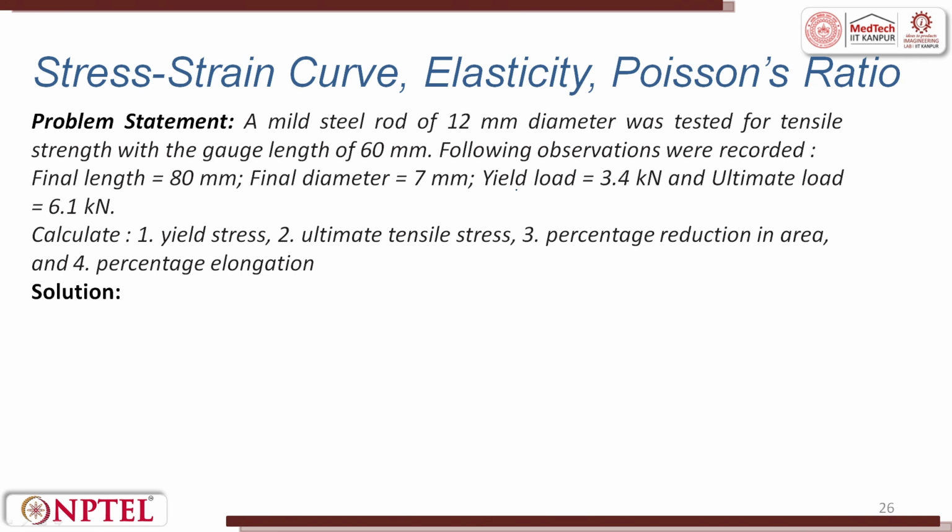Now comes another problem statement where we need to determine the yield stress, ultimate tensile stress, percentage reduction in area, and percentage elongation. We are given a mild steel rod of 12 millimeter diameter, which was tested for tensile strength with a gauge length of 60 millimeter. The following observations were recorded. Final length is 80 millimeter, final diameter is 7 millimeter, yield load is 3.4 kilonewton and ultimate load is 6.1 kilonewton. Now, we need to determine the following parameters: yield stress, ultimate tensile stress, percentage reduction in area, percentage elongation.